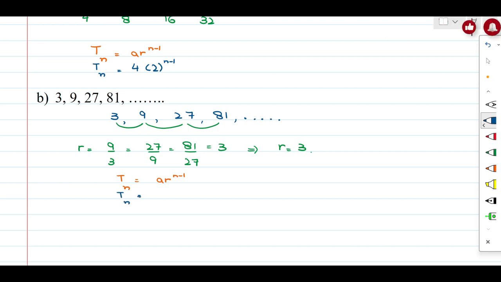So Tn: a is the first term of the sequence, which is 3. r is the common ratio, which is 3, power n minus 1. So when I simplify this further, you can see we have the same base in the product, so you can add the powers. Here 3 power 1 and here 3 power n minus 1. So let me add the powers: 3 power 1 plus n minus 1. So plus 1 and minus 1 cancel out. So 3 power n, that is the nth term for the sequence in part B.